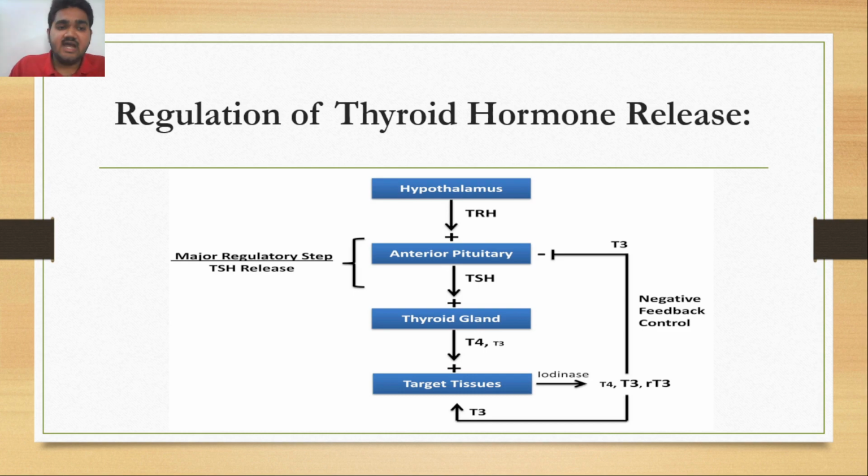Now let us understand who regulates the release of our T3 and T4. So we have the very first important hypothalamus. The hypothalamus is going to release something known as thyrotropin releasing hormone, which we call TRH in short form. Now this TRH will stimulate our anterior pituitary, and anterior pituitary is going to release TSH, and the name of that TSH is thyroid stimulating hormone.